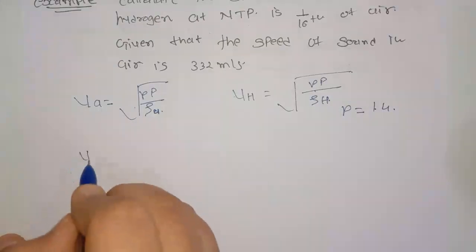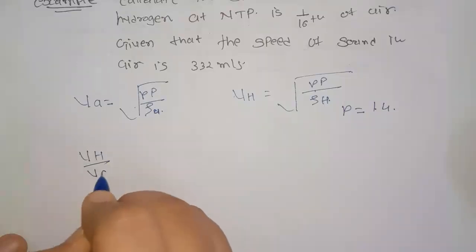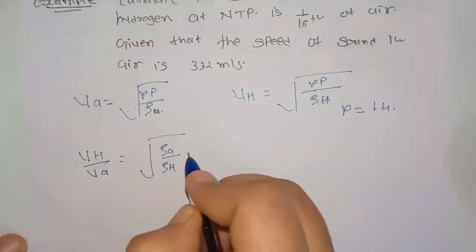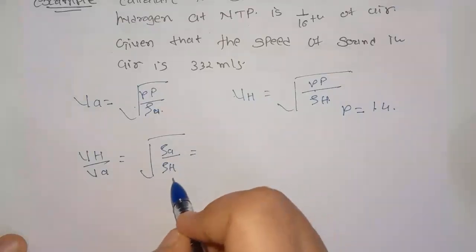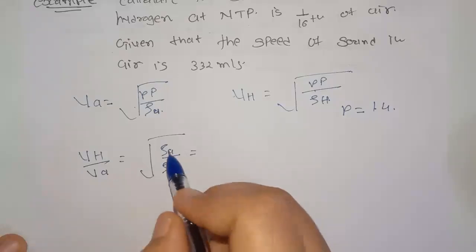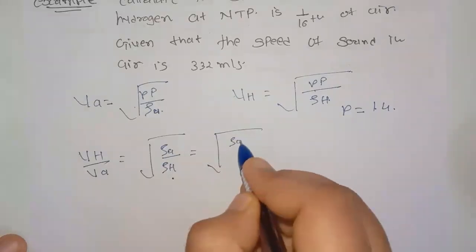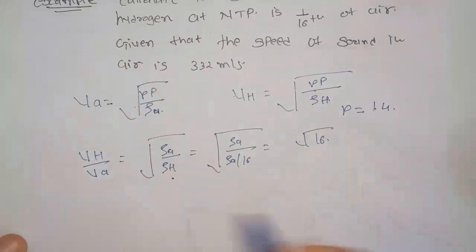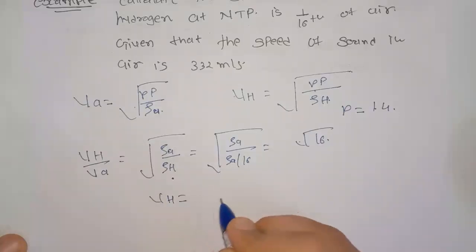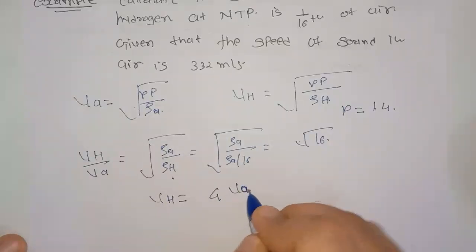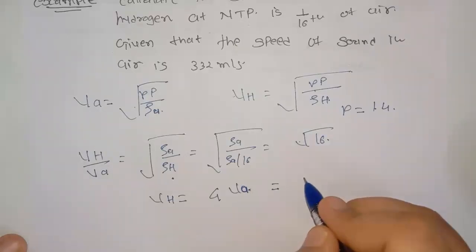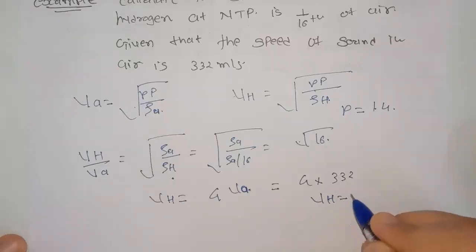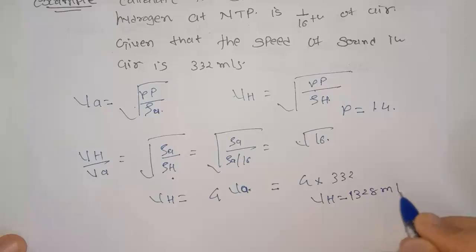So, taking the ratio, we can write V_H by V_A equals under root density of air upon density of hydrogen. But it is given that the density of hydrogen is 1/16 that of the density of air. So, rho_A divided by rho_A by 16 is equal to root 16. So, velocity of hydrogen is equal to 4 times velocity in air. That will be equal to 4 into 332. So, velocity in hydrogen will be 1328 meter per second.